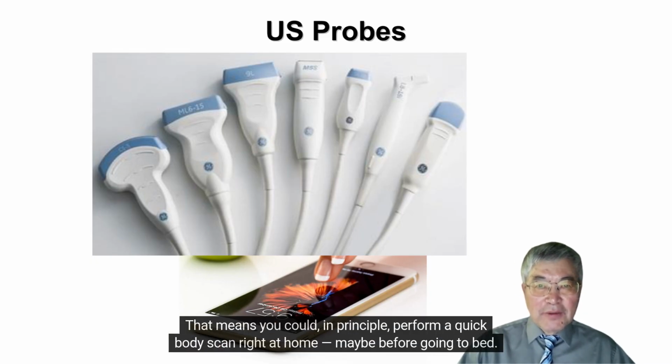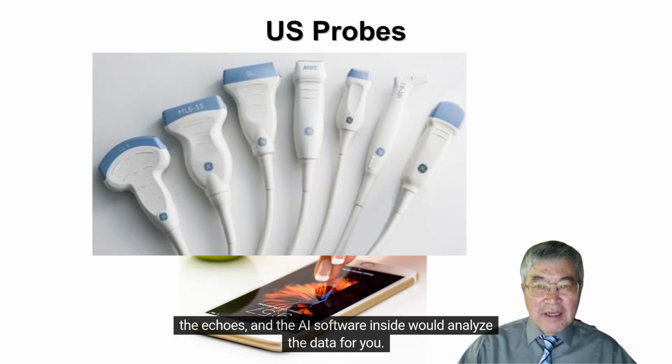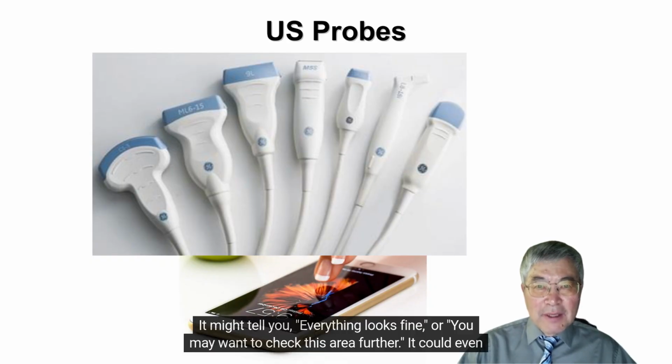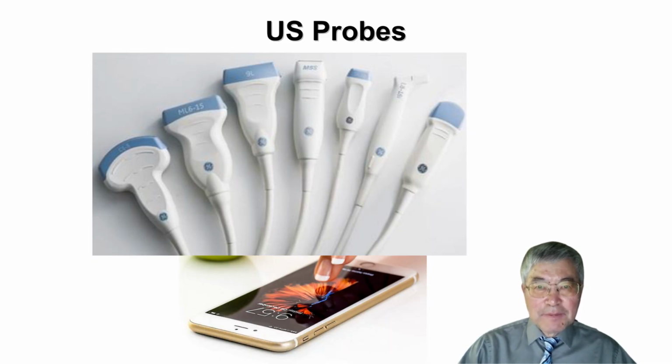That means you could, in principle, perform a quick body scan right at home, maybe before going to bed. You could place the phone on your skin, and the device would automatically send out ultrasound waves, collect the echoes, and the AI software inside would analyze the data for you. It might tell you, everything looks fine, or you may want to check this area further. It could even show you which parts of the body were already scanned and which ones weren't.